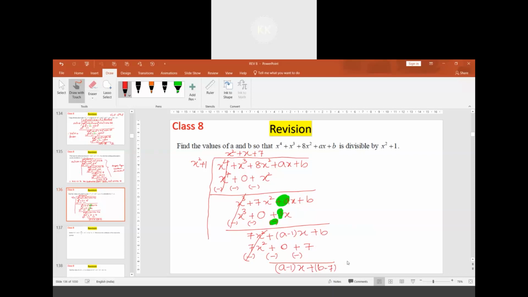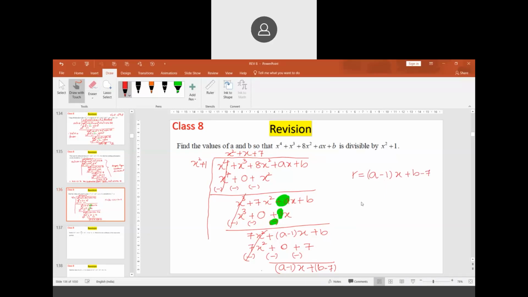Can we continue division? No. You observe the degree is 1 here. The divisor's degree is 2. So we have to stop at this place. So the remainder obtained is nothing but a minus 1 into x plus b minus 7.